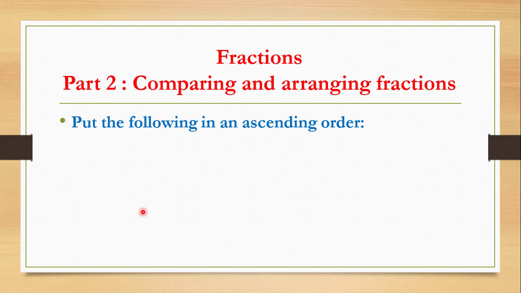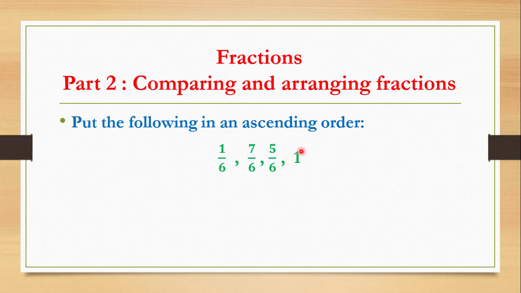Now we want to arrange fractions. Put the following in an ascending order. Let's remember that ascending means start from the smallest. Okay? It means start from the smallest. Okay. We have here 1/6, 7/6, 5/6, and the whole one. Okay, pay attention. Here we have the same number up or the same number down? Yes, we have the same number down. Here we have 6, 6, 6.